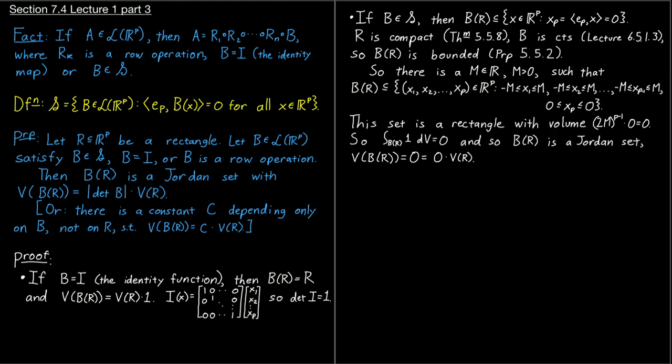And B of x is a matrix that has nothing but zeros on the bottom. So if you remember, a matrix with a row of zeros always has determinant 0. So the determinant is our constant again.